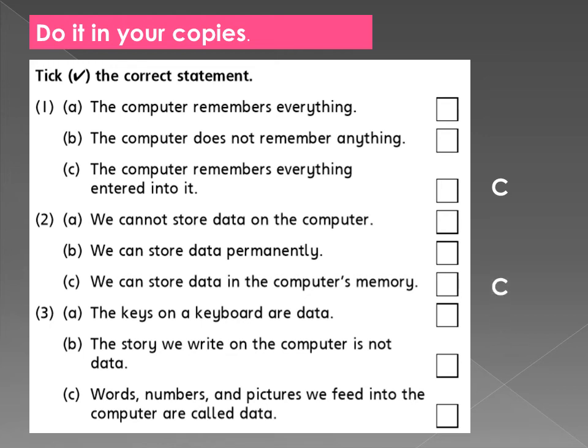Come to the third part. A option is the keys on a keyboard are data. This is wrong. B. The story we write on the computer is not data. This is also wrong. The story we write is also data. Now come to the C option. Words, numbers and pictures we feed into the computer are called data. Yes, the C option is right. We have done this worksheet. I hope all of you will do it on your copies.